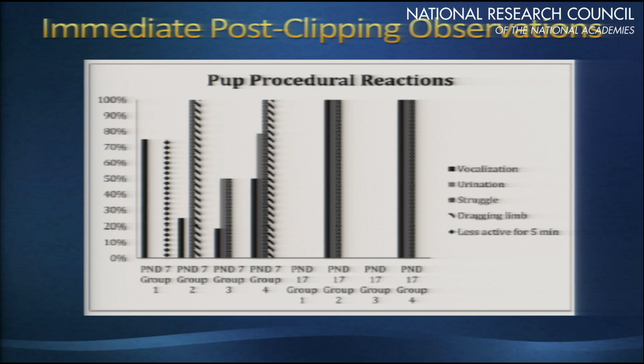So if we look at the results, on this graph, on the vertical axis, you'll see the percent of animals exhibiting some of the signs that one could interpret to be distress or pain. And then you'll see the groups along the horizontal axis. Now I want to bring your attention to the postnatal day 17 group. This is the upper age limit that we looked at. Group 1 was toe clipped. Group 3 was a sham control. And you can see there was no observable reaction.